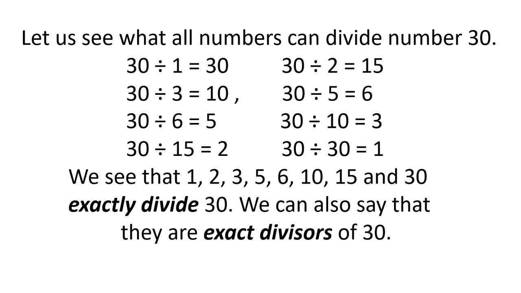We see that 1, 2, 3, 5, 6, 10, 15 and 30 exactly divide 30. Exactly divide means they do not leave any remainder, or on division of 30 by these numbers the remainder is 0. We can also say that they are exact divisors of 30.